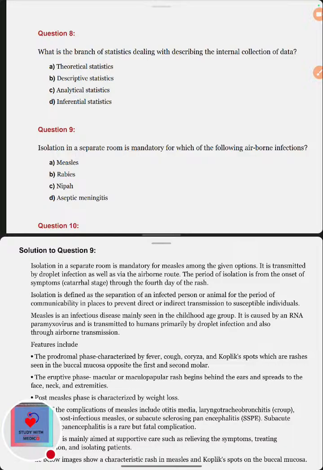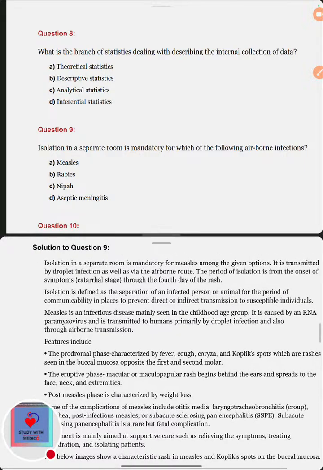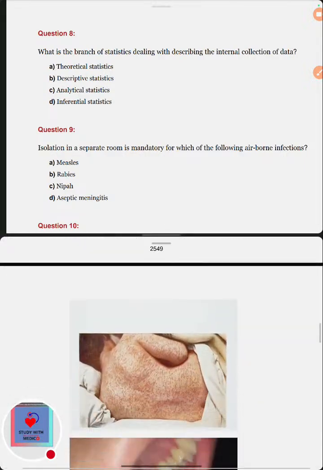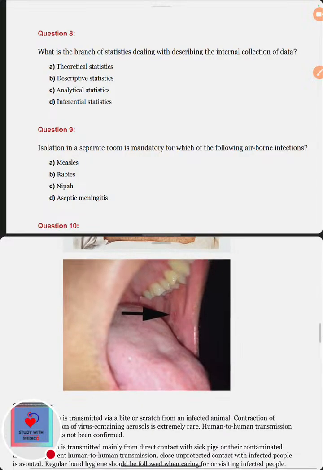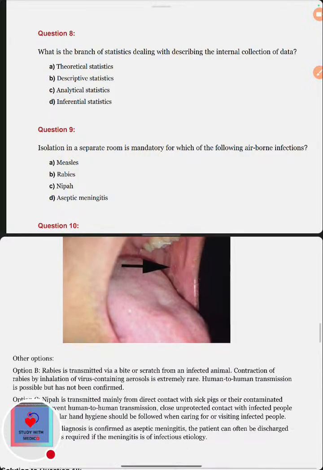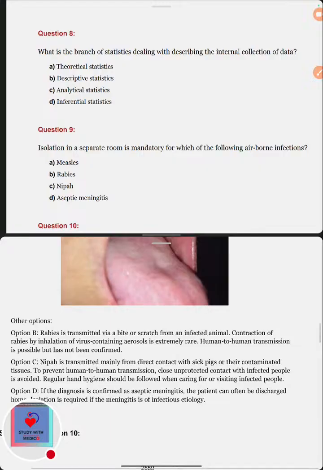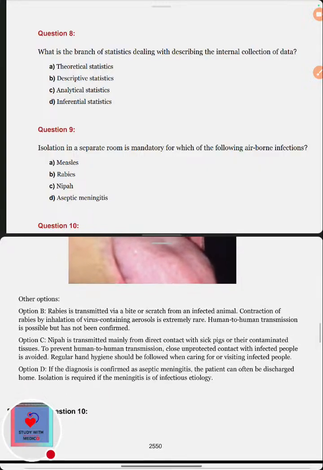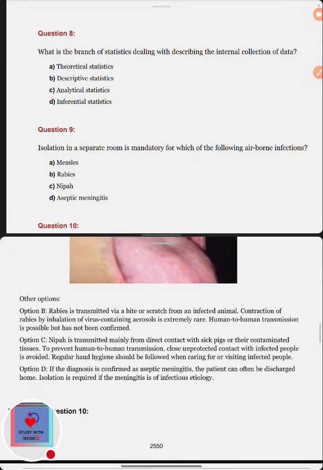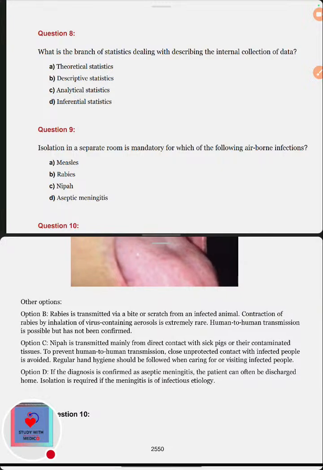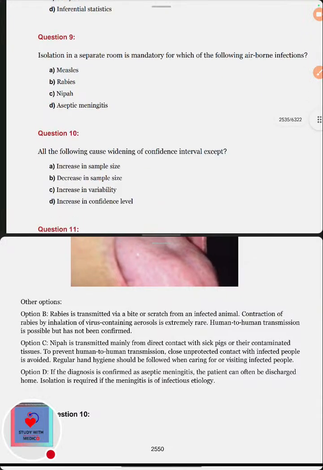It is the separation of infected persons and animals in the period of communicability, in places that prevent indirect transmission of infection. Via bite or scratch from an infected animal. Contraction of rabies by an additional route is extremely rare. Human to human is possible but has not been confirmed.